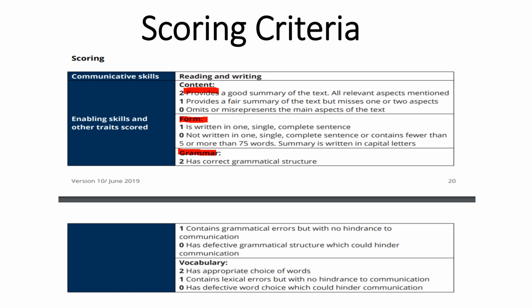By this I mean, if you miss some articles such as "a" and "the", that is fine, but if the error is major, such as incorrect tense or incorrect verb, then you will lose marks for grammar too. Then after that it is vocabulary. You can get two marks if you have appropriate choice of words, and one if it contains lexical errors but with no hindrance to communication. So this is the scoring criteria.